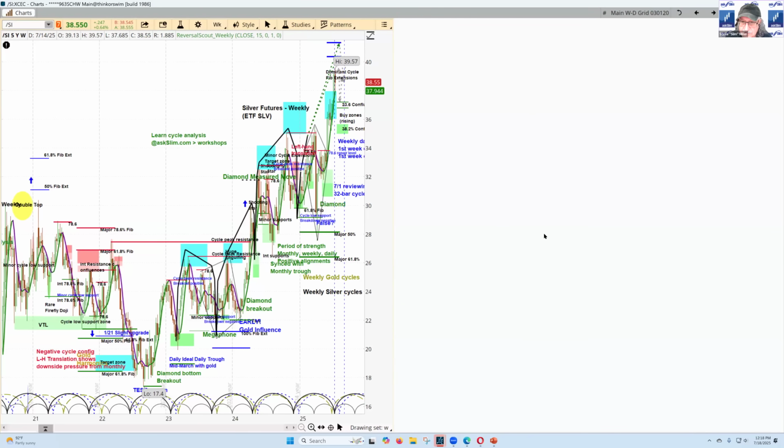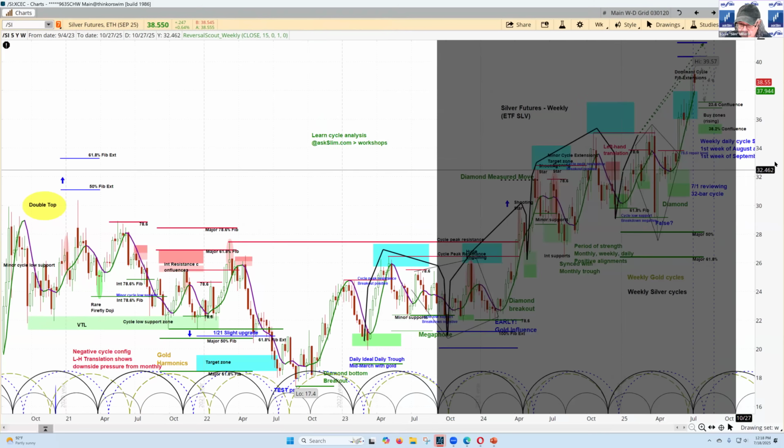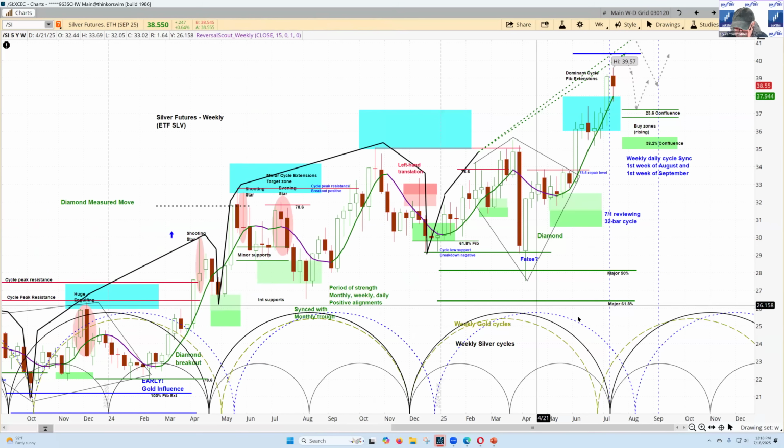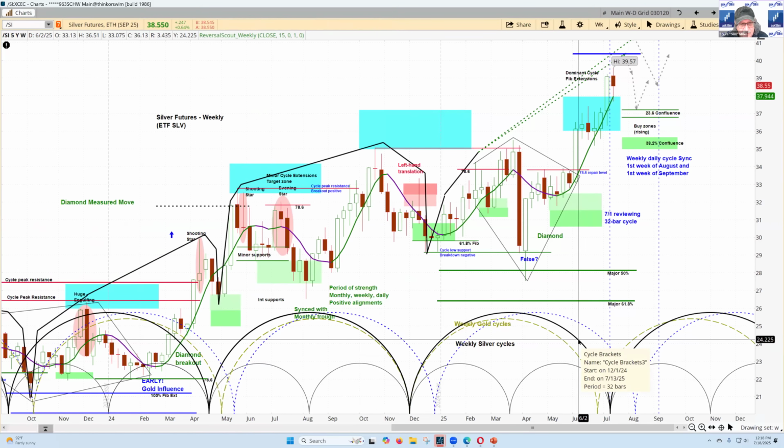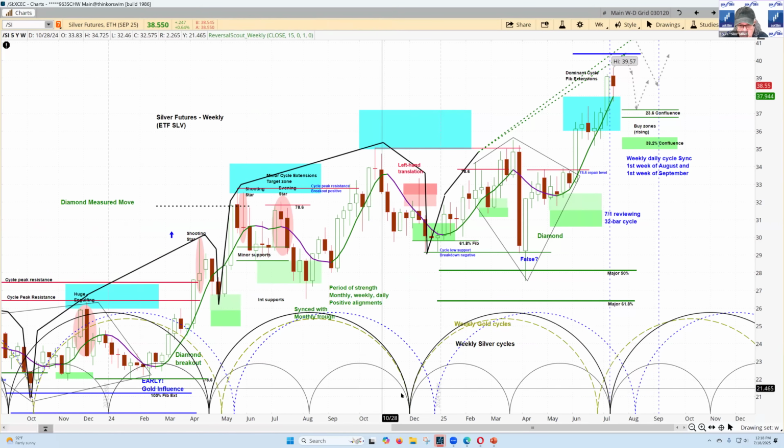Here is the silver market. So here is your weekly chart right over here. Now you'll note in here, see this blue line right over here? That blue cycle is because this black cycle is what we had in here, and the market proved to us that it had shifted wider in here.